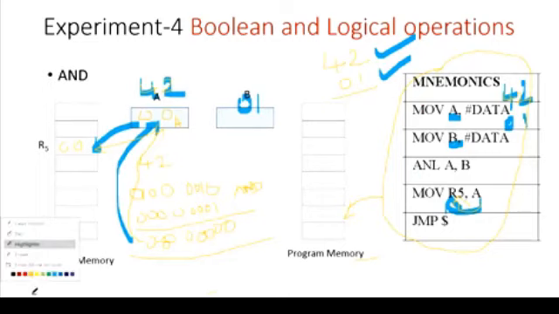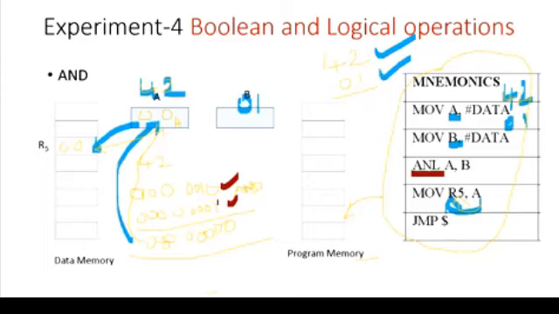ANL is for AND logic, right? It will do the AND operation. So when you are doing it, see, this is first number 42, this is second number 01. When you are doing AND operation, you are getting something like this. See the answer, it is 0, right? 0 is the result of this AND operation using these numbers. And after that, you are storing the content of accumulator in the register R5. So you are using this MOV R5, A instruction. Then you are doing the JMP instruction for terminating the program. So this is for the AND operation.